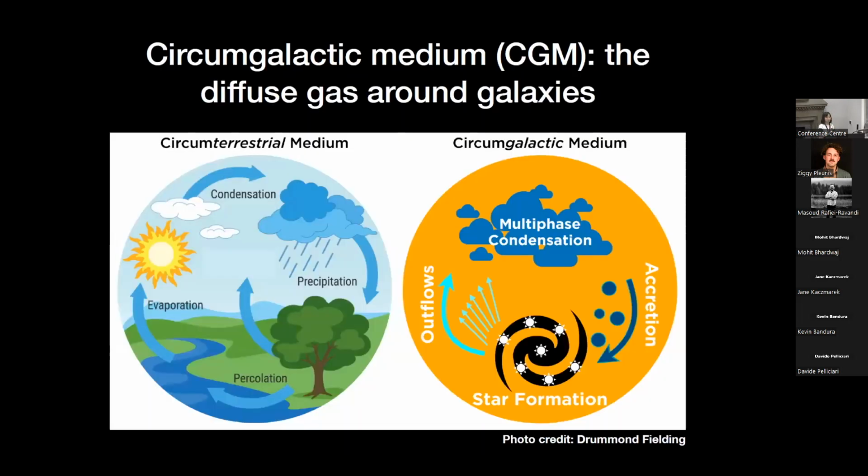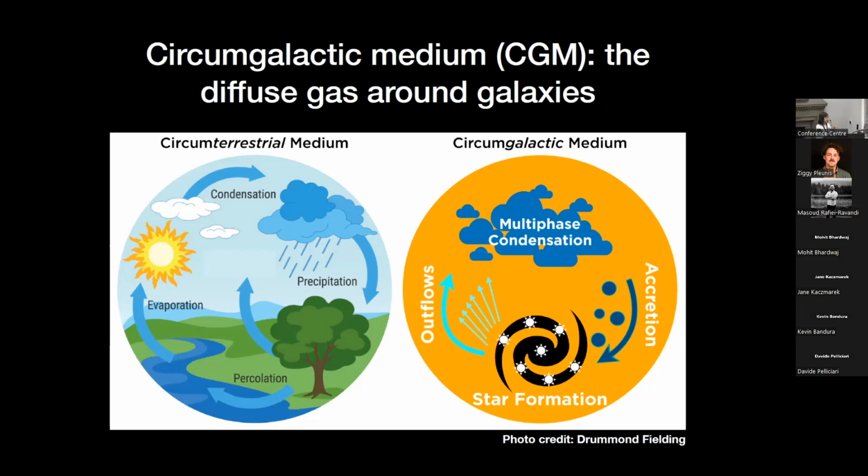Here's a very nice figure from Drummond Fielding, which shows an analogy between the circumgalactic medium and the Earth's atmosphere. Basically, the circumgalactic medium is almost like an atmosphere around halos, just like the atmosphere around the Earth.